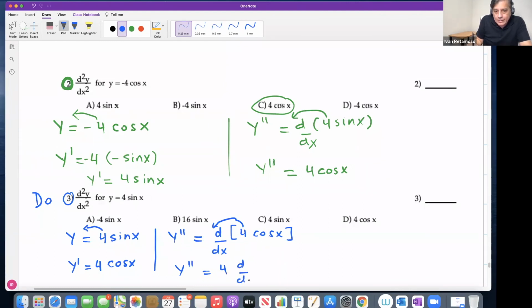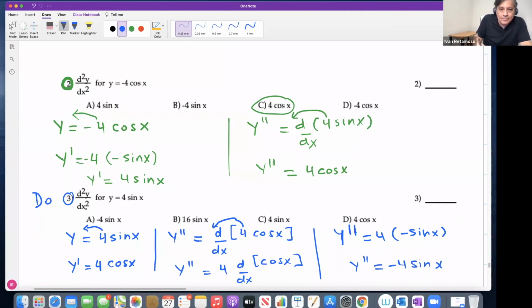Maybe I should write it. Sometimes it's better so nobody gets confused. And that is just equal to, second derivative will be equal to 4 multiplied by the derivative of cosine. But the derivative of cosine is minus sine, right? Minus sine of x. Putting these two together, 4 times minus 1 is just minus 4 sine of x. And this is it. Be careful with the signs. Yeah, great.